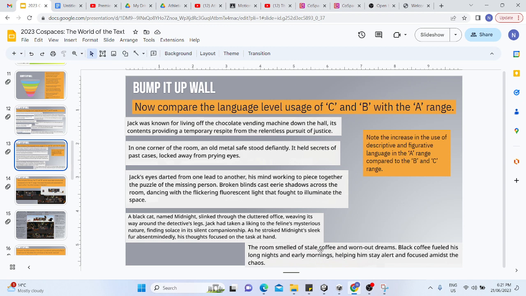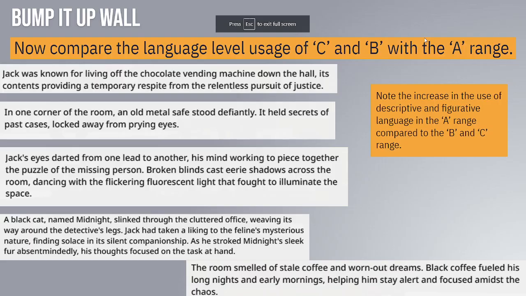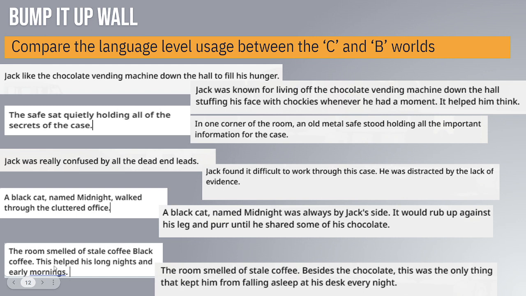And we'll do this last one, with the coffee. So the basic C range: the room smelled of stale black coffee. This helped his long nights and early mornings. So, very basic, not much descriptive language here. The room smelled of stale coffee. Besides the chocolate, this was the only thing that kept him from falling asleep at his desk every night.